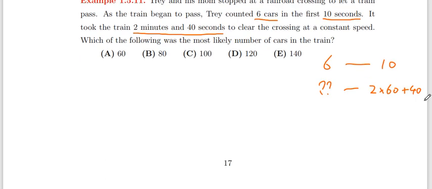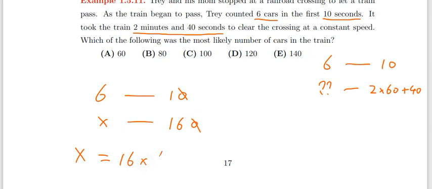So we just say, okay, 6 cars for 10 seconds. Then this one equals 12 plus 4, 12 plus 4, right? So equal x. We just cancel this 0. So okay, 16 equals how many? So this x just equals 16 multiplied by 6.